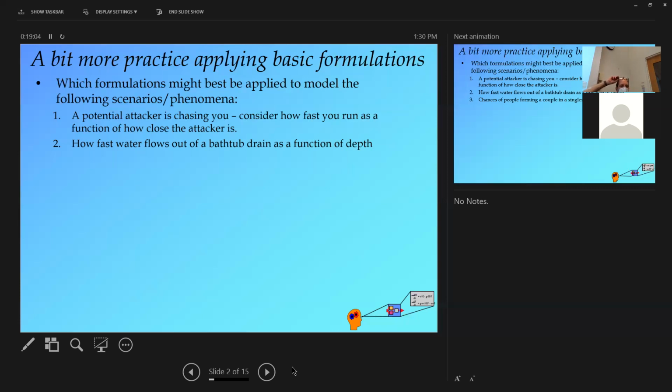All right, let's consider another one here, which is how fast water flows out of a bathtub drain as a function of the depth of water in the bathtub. So think through our basic modeling formulations and chat with your neighbors, and let's come up with a thought on that one.